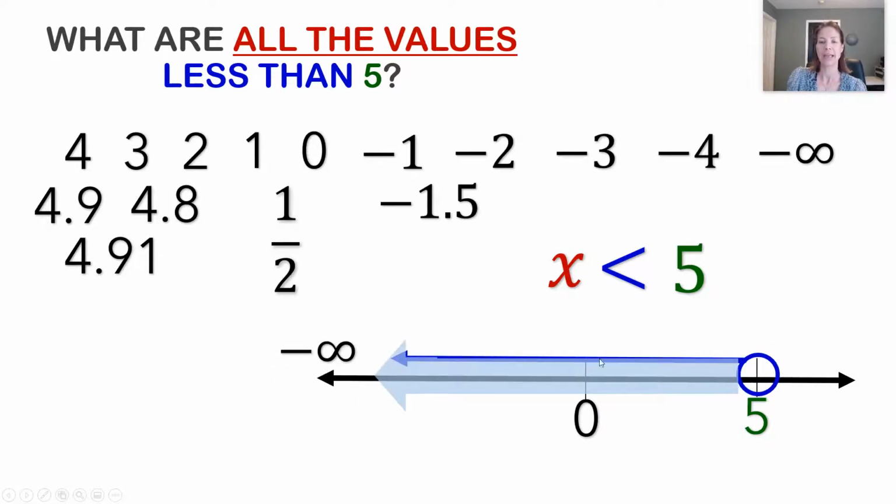And this arrow tells us everything in here, the 4.9 repeating right next to the 5. The -1, the negative infinity, this arrow tells you it goes on forever. So this graph and this inequality include an infinite number of solutions.